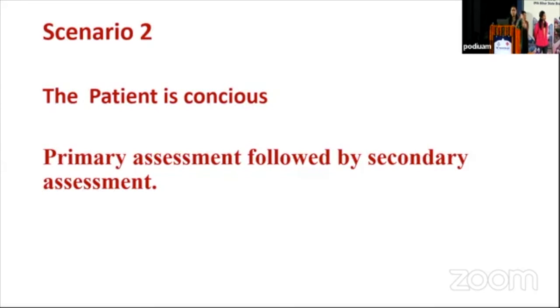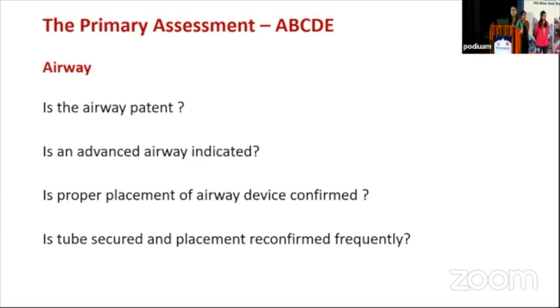Now let us say scenario two, the patient is conscious. Then we will not go for BLS. We would immediately go for primary assessment followed by secondary assessment. The primary assessment stands for A, B, C, D, E: airway, breathing, circulation, disability, and exposure. So in a conscious patient who is not in cardiac arrest, we have to look at the airway of the patient, whether the airway is patent or not.